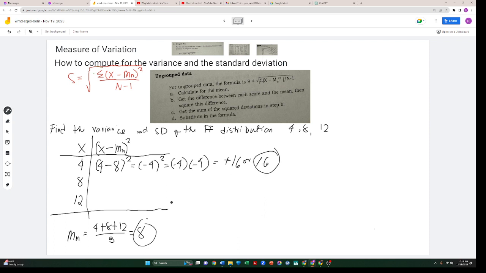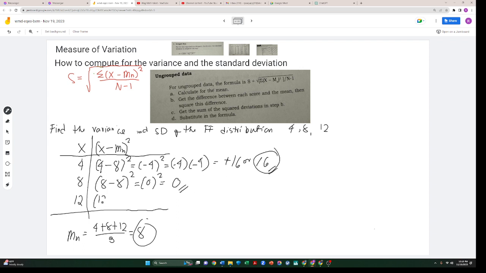Okay? So let us continue. 8 minus 8, then squared. If you notice, 8 minus 8 is 0. 0 squared, 0 times 0, is 0. Okay?